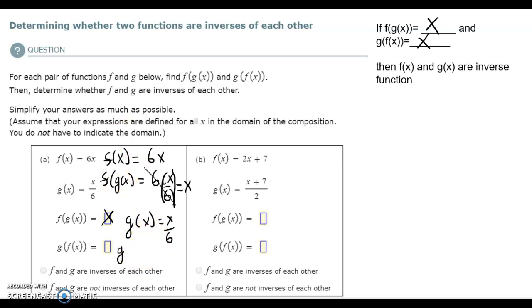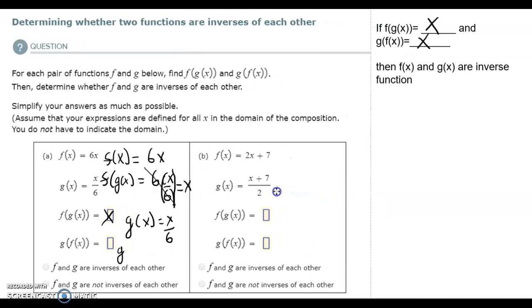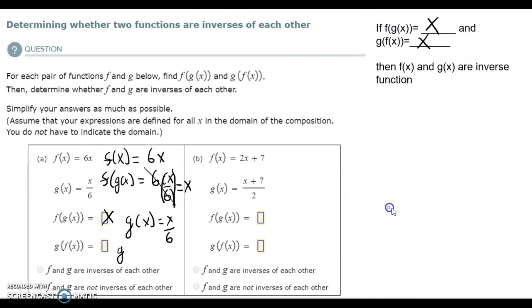Everywhere inside of g, I now put an f function, which my f function is 6x, and I would also get an x. So when I input or compose both functions, I got an x. So that means they are inverses of each other.